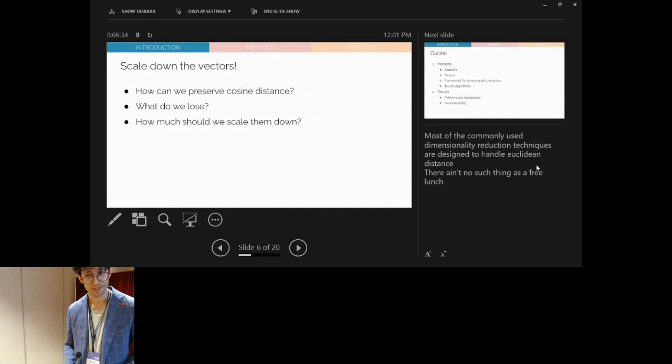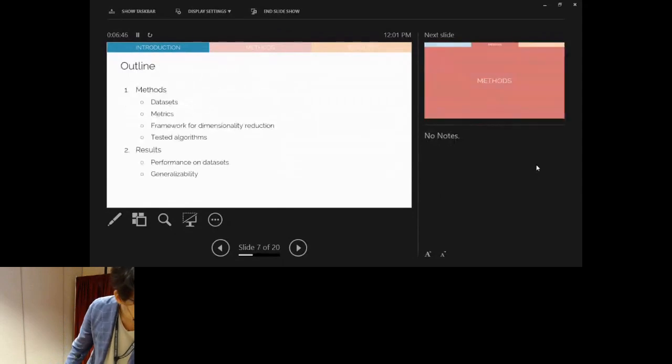So we cannot just gain speed without losing anything. And we have to measure how much we lose. And finally, what should be the exact procedure of scaling the vectors?